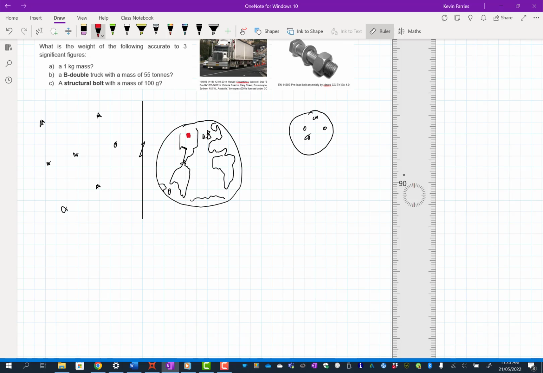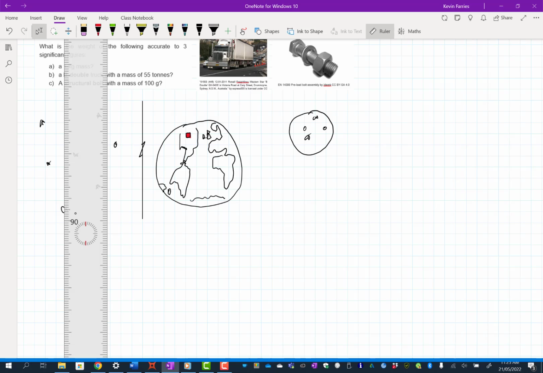Now, suppose on Earth we've got a little red box. This is not to scale, obviously, otherwise it would be squashing quite a few people in America, or maybe Canada up there. Let's say the mass of that little red box is 20 kilograms. The mass of that little box doesn't change no matter where you are, it just depends on how much material is in that object.